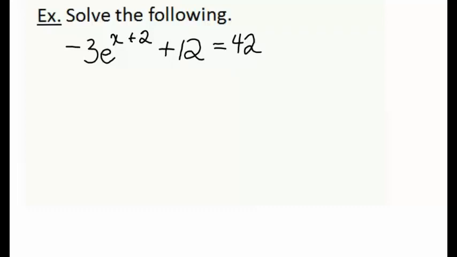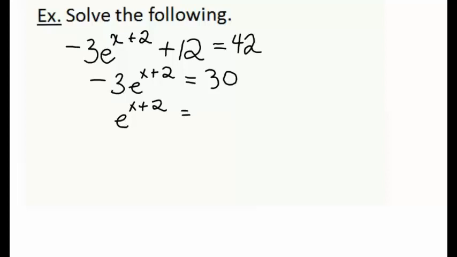So let's begin by subtracting 12 from both sides. This is going to leave us with negative 3 e to the x plus 2 is equal to 30. Next, let's remove this negative 3. So I'm going to divide both sides by negative 3. This is going to give us e to the x plus 2 is equal to negative 10.